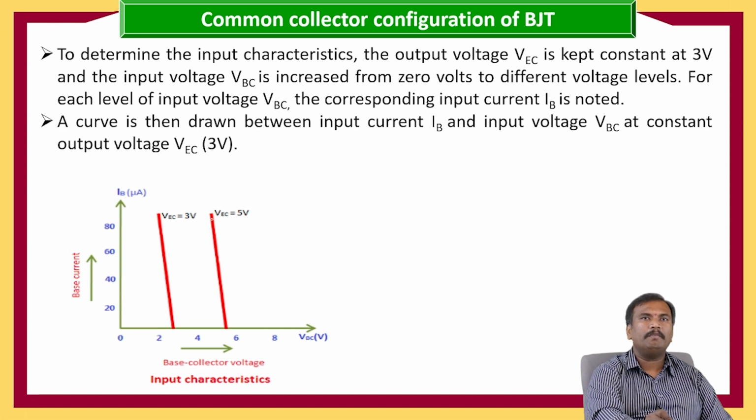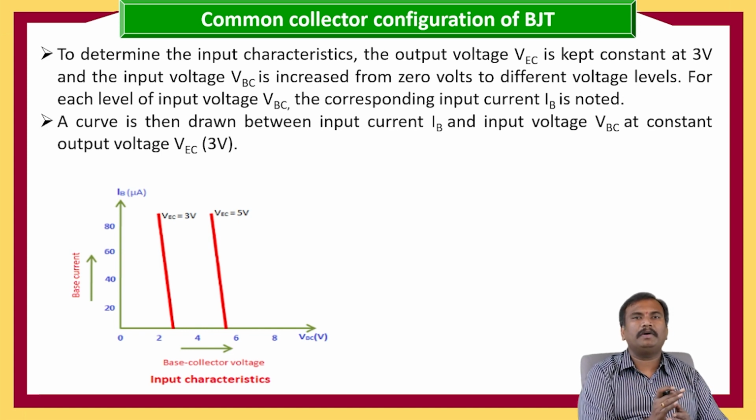Now the base to collector input characteristics will be shifted by some voltage. So it depends on whatever voltage we are giving at the output terminals, as well as whatever input voltage we are changing, and correspondingly how the input current is changing.